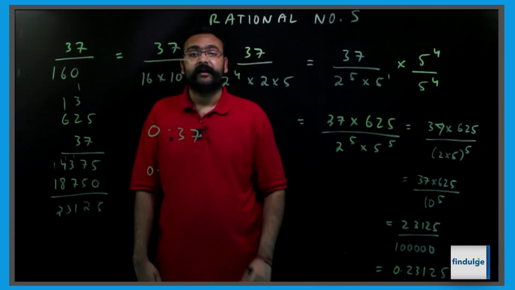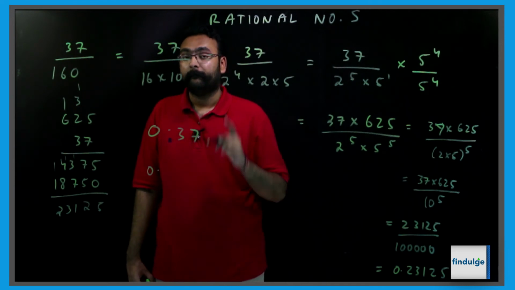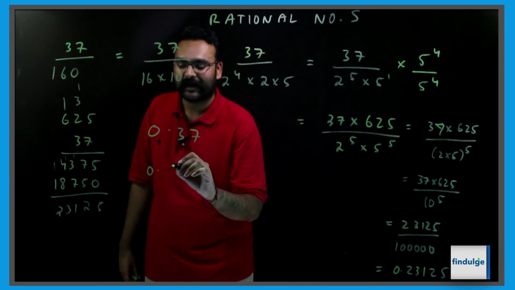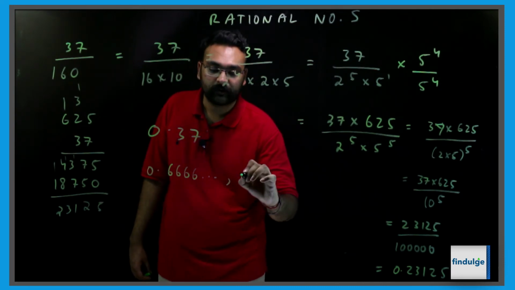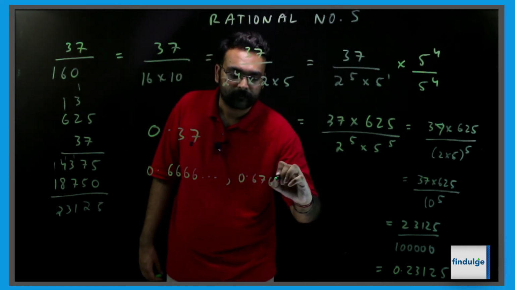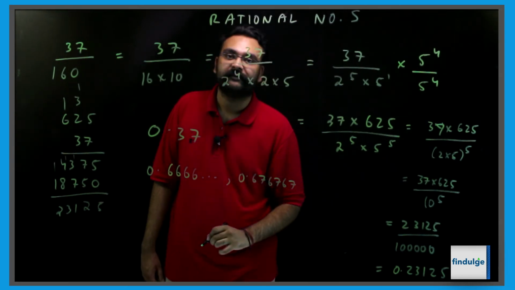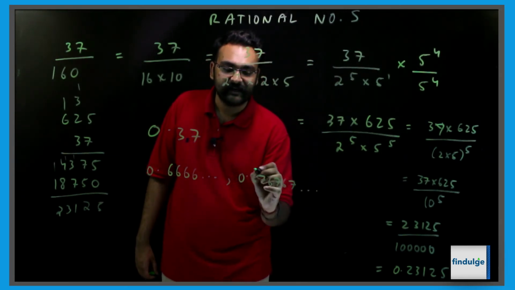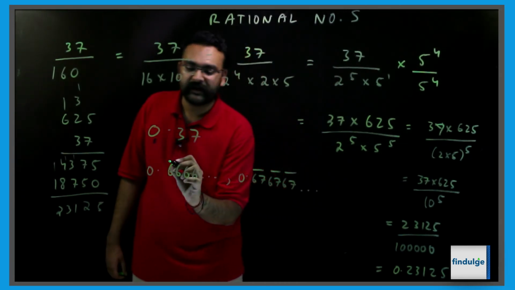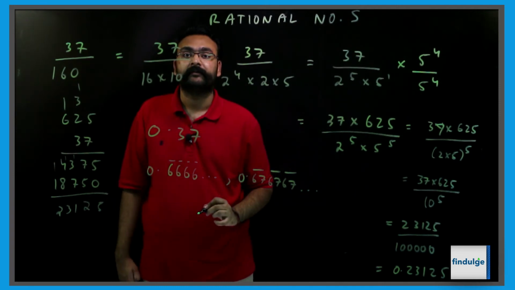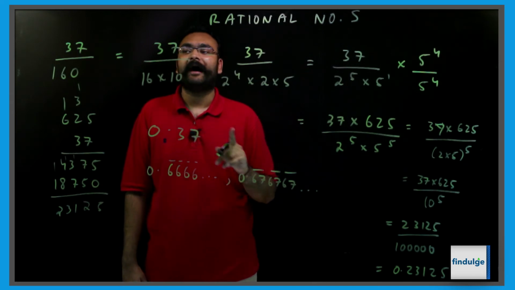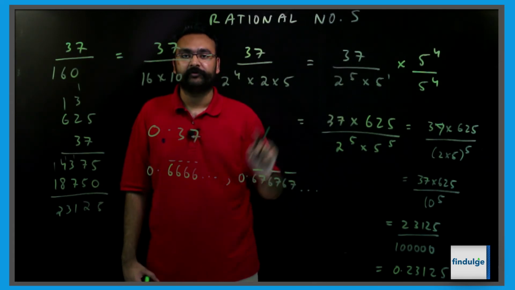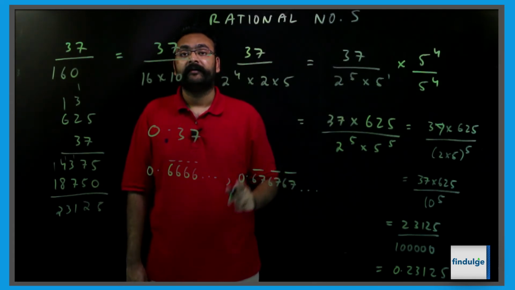If the decimal is not terminating, but it is repeating, what does that mean? Something like this, or something like this. We can see that certain things are repeating. This will be a rational number, but without a 2 to the power n, 5 to the power m denominator.